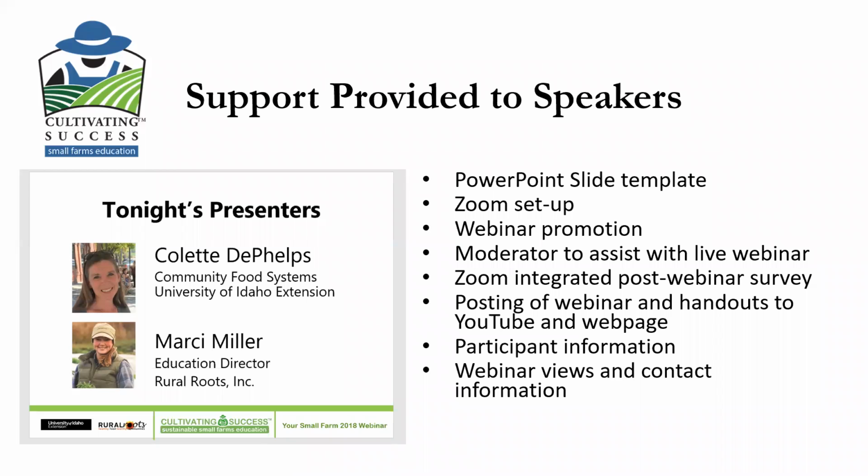A little bit about the support that we're able to provide to you as speakers. So we'll be providing a PowerPoint slide template with some base slides for consistency and presentation. You can see on the left is the PowerPoint template that we used last year. We're going to be developing a new one with our branding, and we'll make sure that you have access to the Cultivating Success logos and icons to use in your presentation. We will set up the Zoom and the links for registration and for you as presenters. We will promote the webinar through our websites and our Cultivating Success Facebook pages and our email lists.